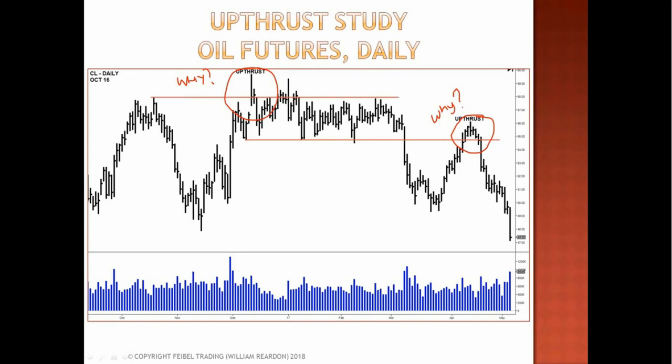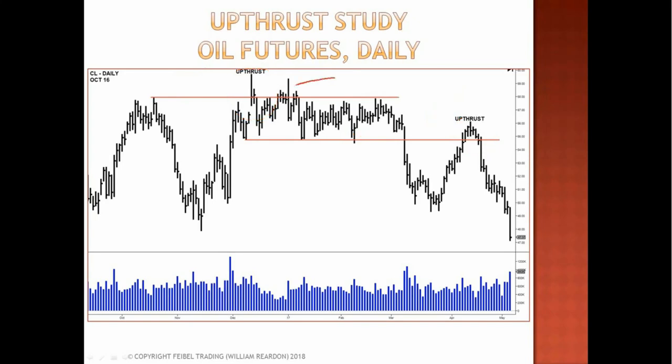If we see an up thrust or a spring, like here's a spring, we dip under, we need to know why. We don't just take it because it's a spring. That's dangerous trading, and over time it will destroy your account.